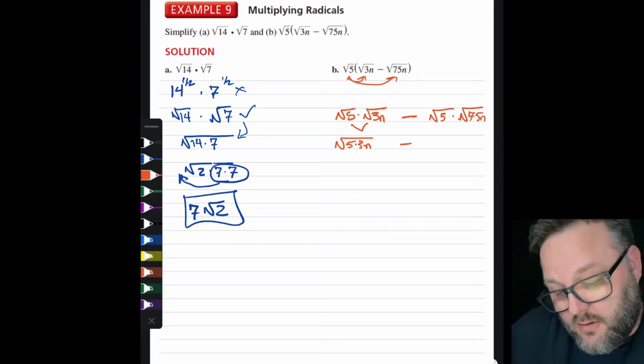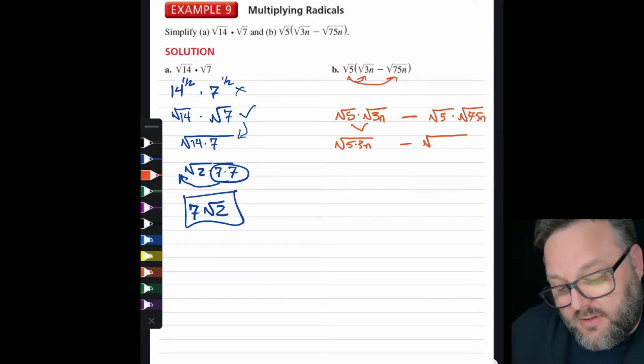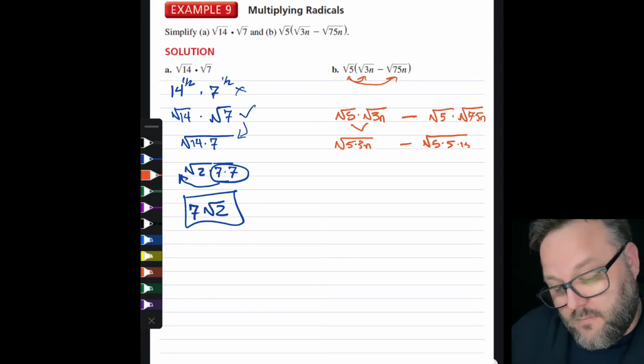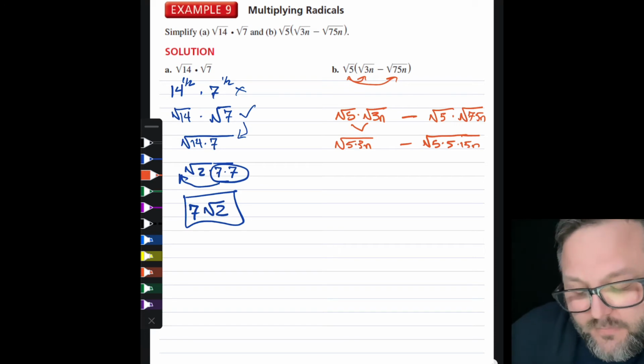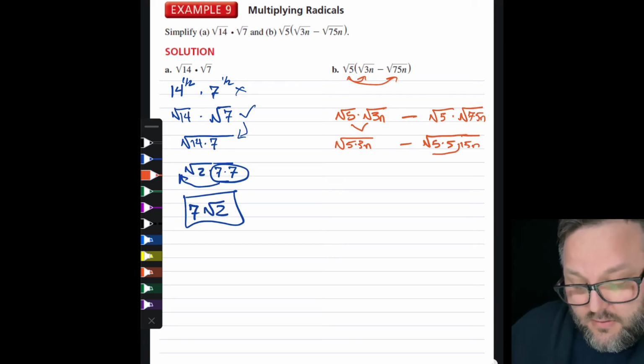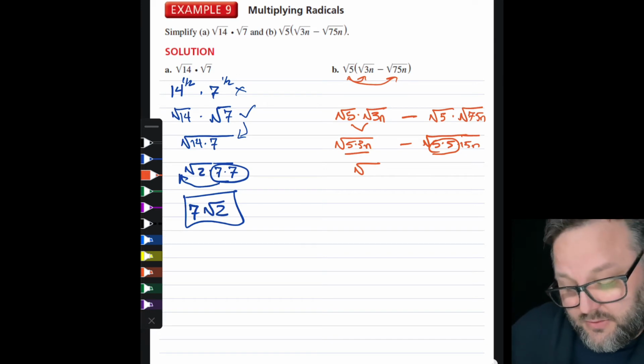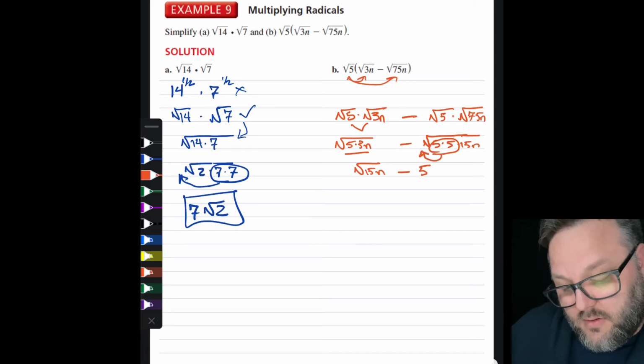So here, I get 5 times, well, I know 75 is a multiple of 5. And it is, 10 is 50, 25, 15. All right, so I have a pair of 5s here. I can take that out. Here I don't have any pairs, so I just do the multiplication, 15n. I keep the subtraction. I take the 5 out, and I keep the 15n.